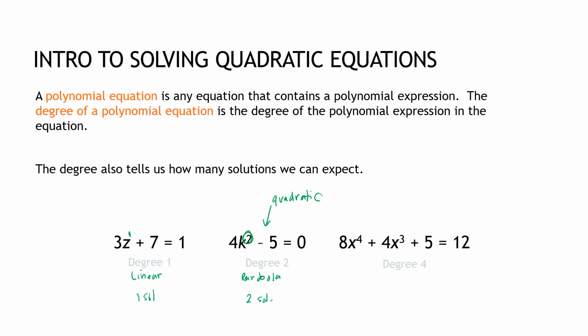This other one has a degree of 4, which means we could have up to 4 solutions. And again, we're not going to work on those quite yet. We'll look at those next week.